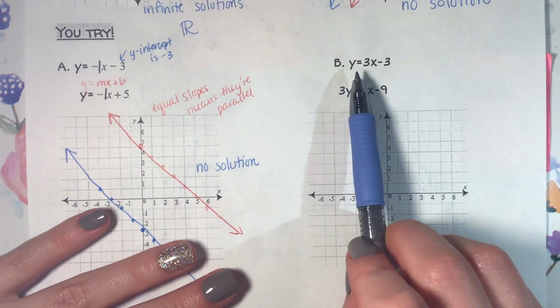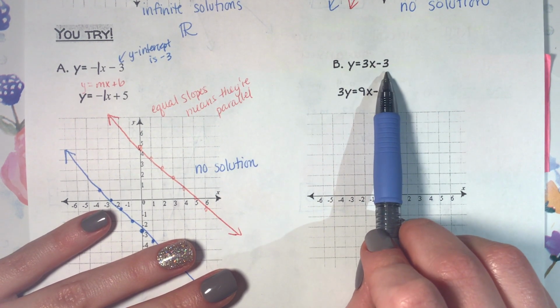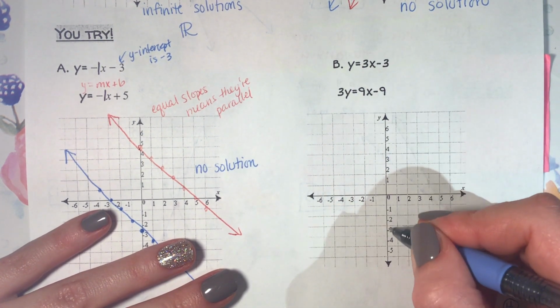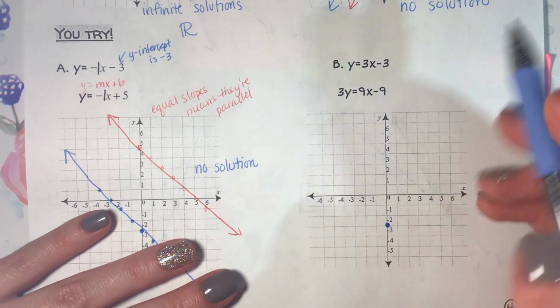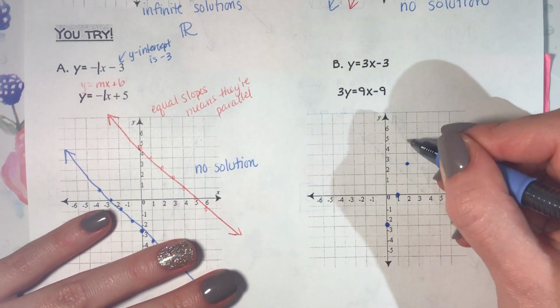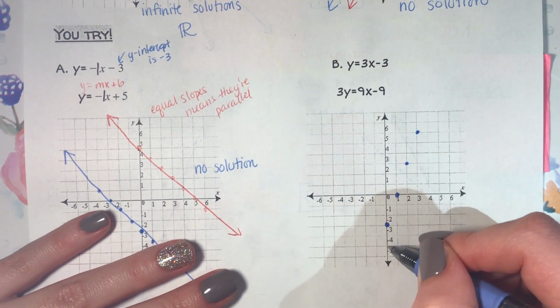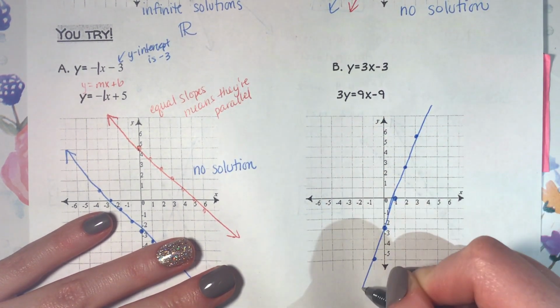Our last example. This one says y is equal to 3x minus 3. Graph your y-intercept first, so that's down 3. Then I have a slope of positive 3. That means up 3 over 1, up 3 over 1. We're connecting our dots again, if I don't miss them. There we go.